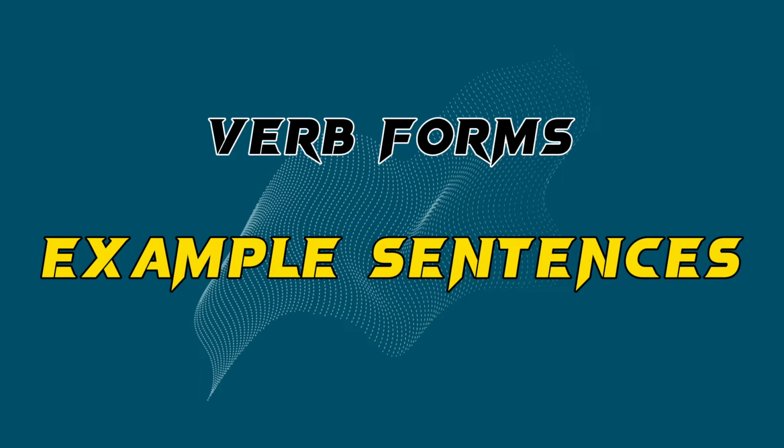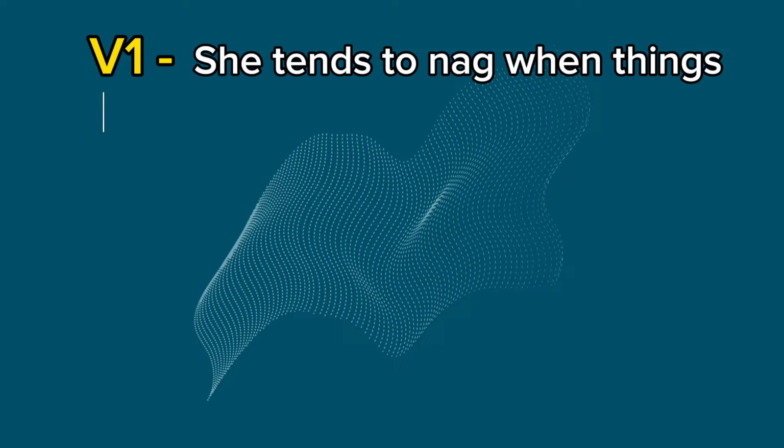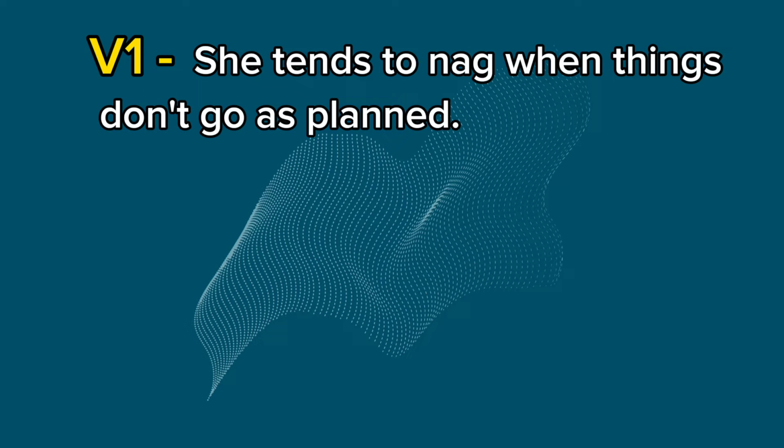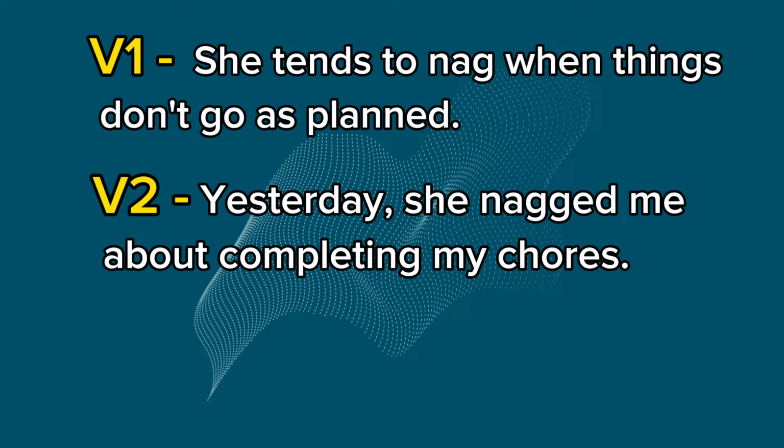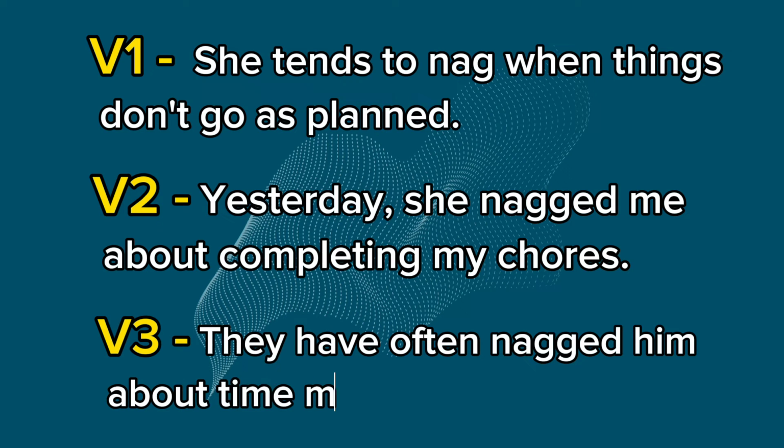Verb forms. Example sentences. V1: She tends to nag when things don't go as planned. V2: Yesterday, she nagged me about completing my chores. V3: They have often nagged him about time management.